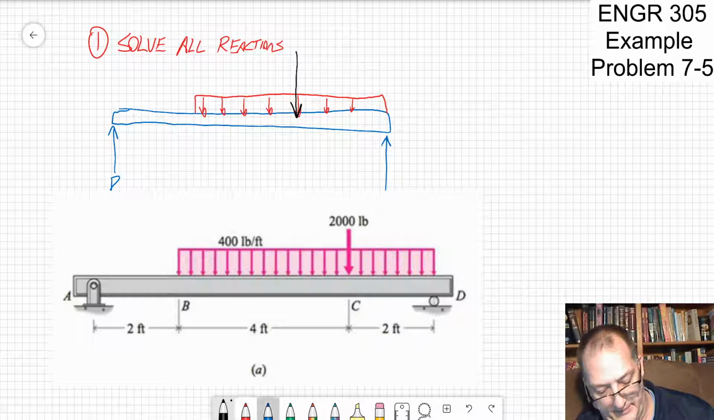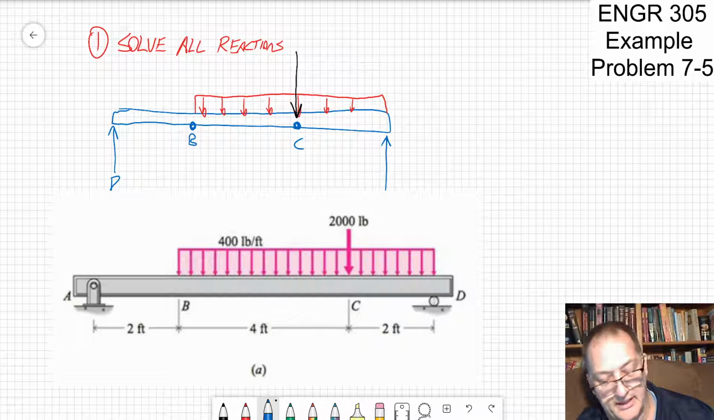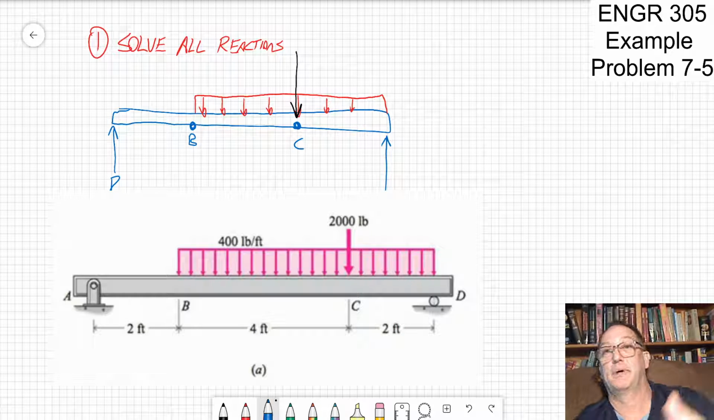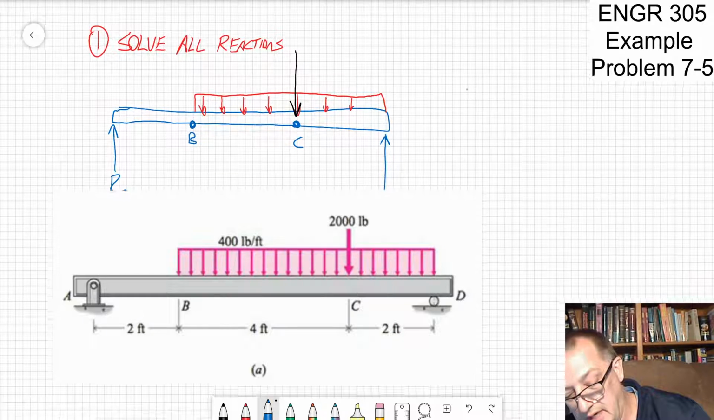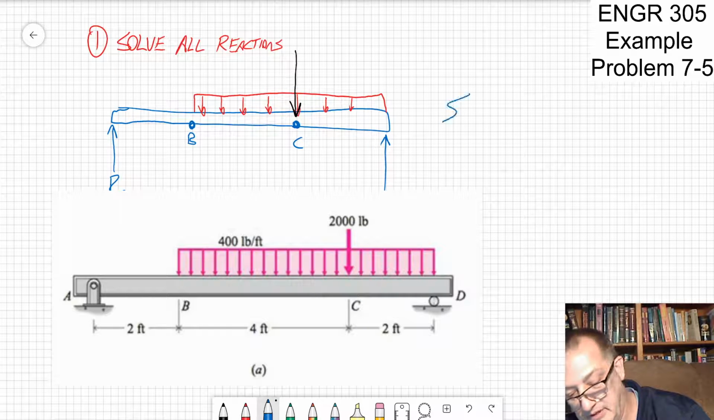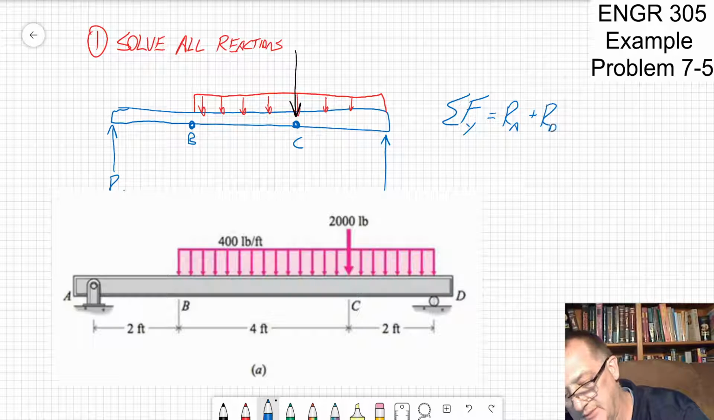And so now I can define some points. Here, this is B. And I've got my point load at C. And then we could put dimensions on all this. But ultimately, I'm going to get back to something that looks exactly like the picture that's on the screen. So how do I go about solving this? Well, the easy thing to write down is the sum of the forces in the y direction is equal to the reaction at A plus the reaction at D. Those are my two unknowns.